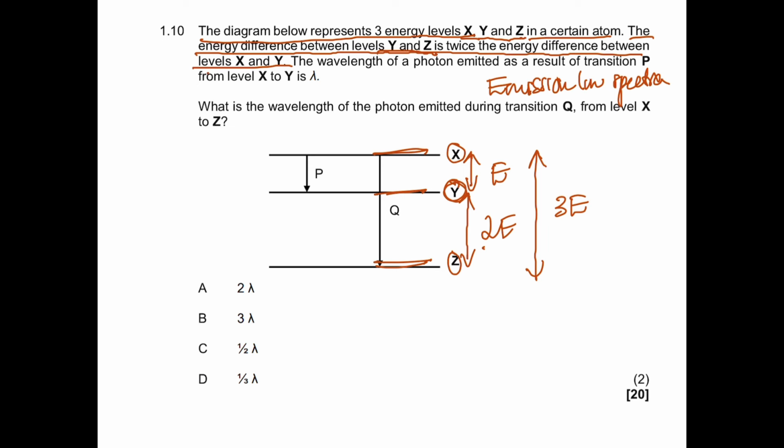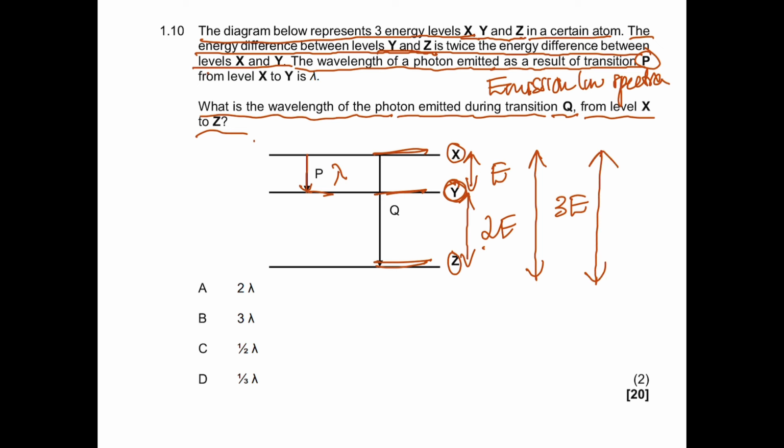Right? Okay. Now the question says the wavelength emitted as a result of P. If you look at P from there to there, it's coming from the excited state, which is the highest energy level, to the low energy level. So they said the wavelength from X to Y is lambda. Now it says, what is the wavelength of the photon emitted during transition 2 from X to Z? So they wanted the wavelength from X to Z.